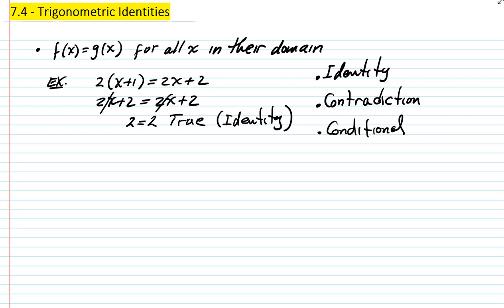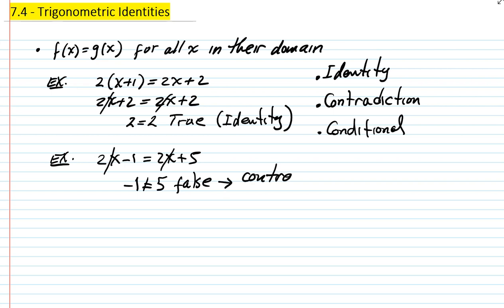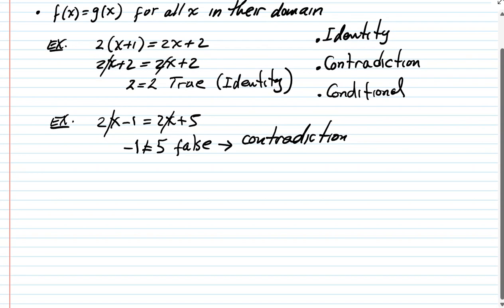An example of a contradiction would be this. Let's say I have 2x minus 1 equals 2x plus 5. Subtract 2x from both sides, negative 1 equals 5, and that's not true. This is false. The sign of a contradiction. Okay, we don't care about contradictions either.